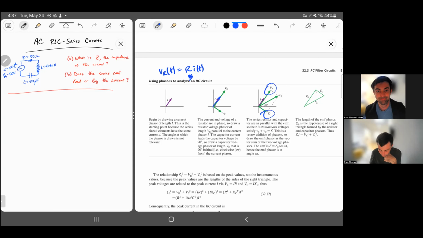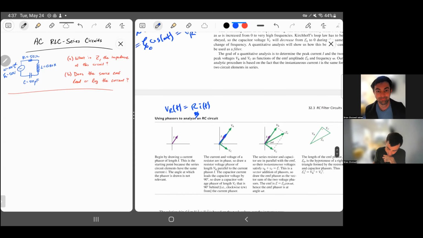But whatever values of these are, you would add together these two phasors, which are at right angles with each other to get the source phasor. So if you plot the three voltage phasors, they form a right triangle, and the hypotenuse is the source voltage. So if you know any two of these things, you can solve for the third one using the Pythagorean theorem.